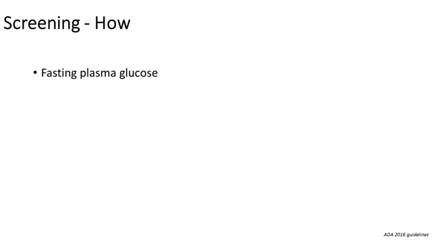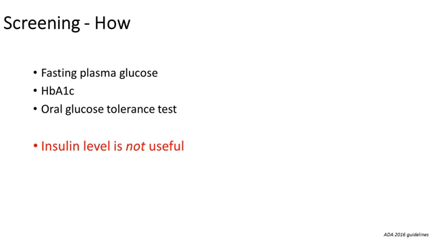How do we screen? We can use fasting plasma glucose. I do caution that it may miss some children in making a diagnosis of diabetes. We can also use a hemoglobin A1C, and some people will screen using an oral glucose tolerance test. We often refrain from using an insulin level to screen because insulin levels really are not useful for making a diagnosis or suggesting diabetes.